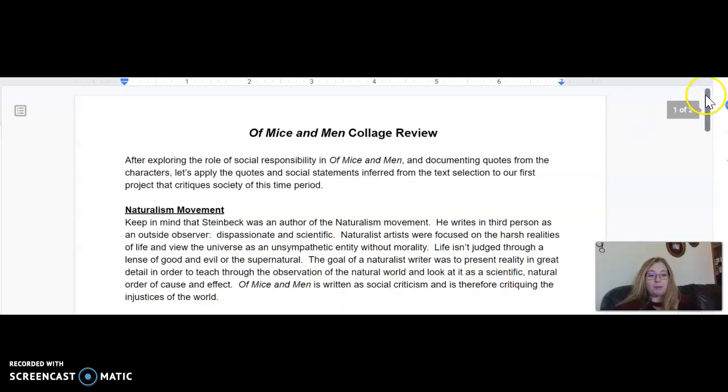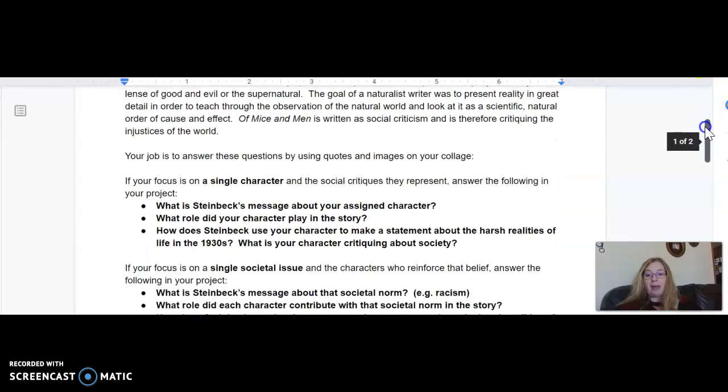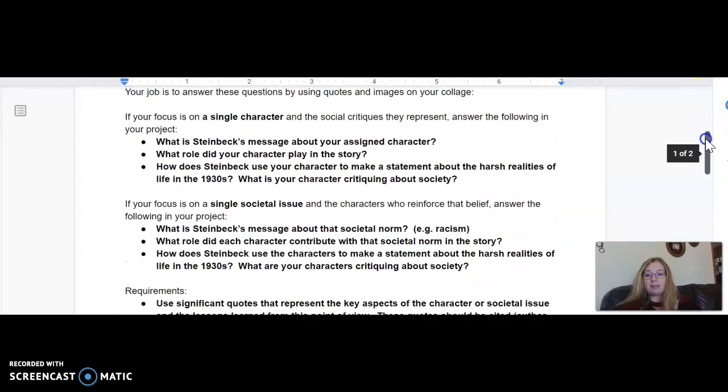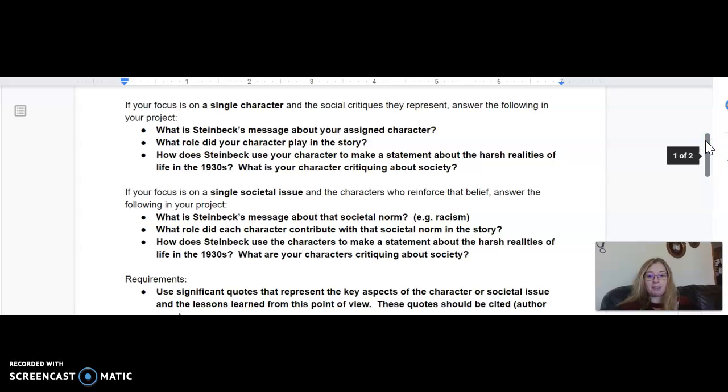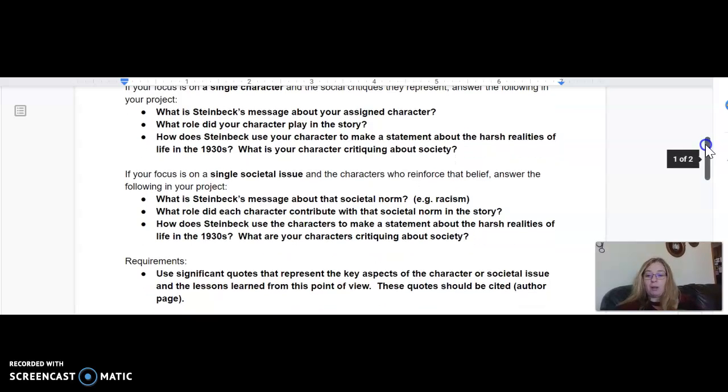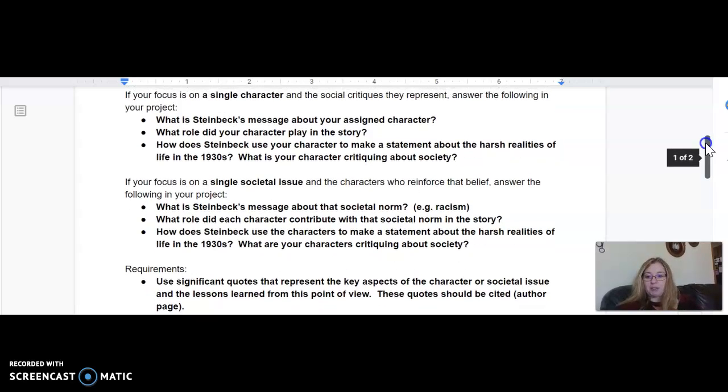So I'm going to scroll down here, and you had the choice to choose either a single character, and you're going to talk about the social critiques that they represent, or you're going to choose a societal issue and talk about the characters that reinforce that. Now you guys and girls have been doing a great job with your web graphic organizers. You already have much of your work done for this summative. So I just want to focus on these questions.